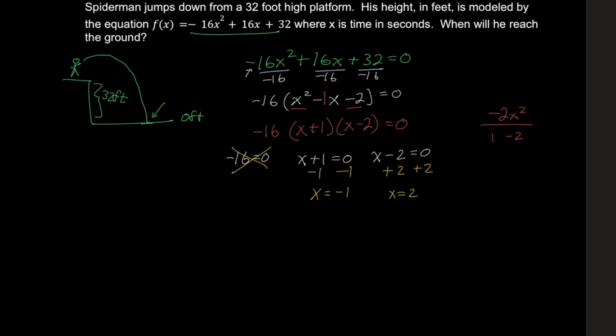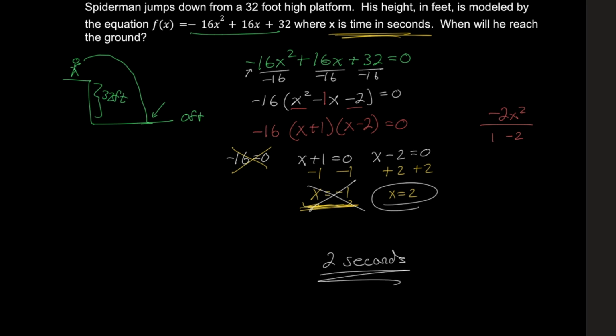Now, this is a word problem, so it's a little bit different from the other ones we've looked at. And word problems involve real-life situations. x is representing time in seconds. If we think about it, negative 1 second would mean 1 second before he jumps. So what this first answer would be saying is that 1 second before he jumps off the platform, he reaches the ground. Most of the time in real-life situations, negative solutions aren't going to make sense. So the answer we actually want is 2 seconds. 2 seconds after he jumps is when he will hit the ground.